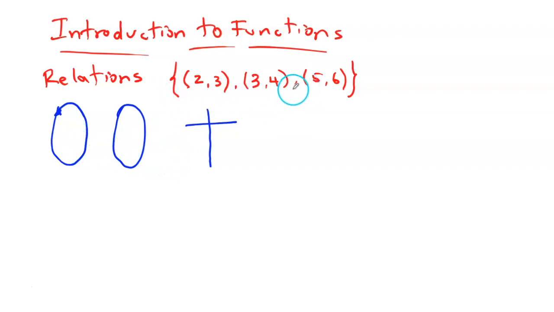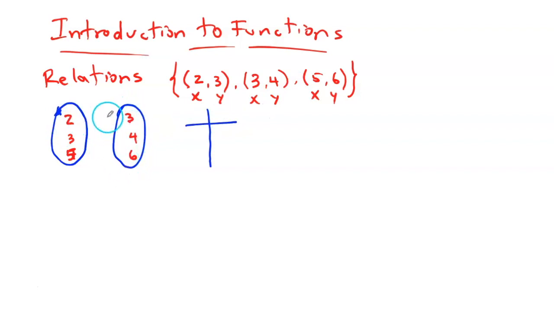I can rewrite these ordered pairs in this type of diagram. So I have a 2 here, a 3, a 5, and then I have the 3, the 4, and the 6 on the other side. If you notice, I am separating the x's and the y's. The first values of the ordered pairs are the x's: the 2, the 3, and the 5. The second values are the y's: 3, 4, 6.